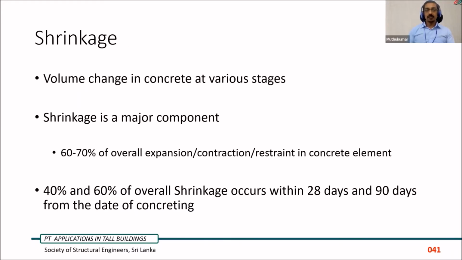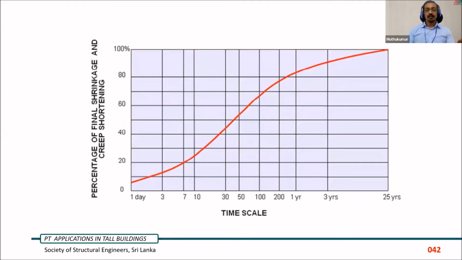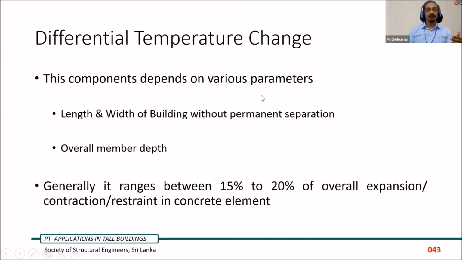Shrinkage is nothing but a volume change of concrete at different stages. In the initial stages, it will be major, so 40 to 60% occurs within 90 days. This shrinkage forms a major component of the overall contraction or expansion in the concrete element. The initial shrinkage is around 60 to 70% in the initial period, and then it keeps on moving linearly.